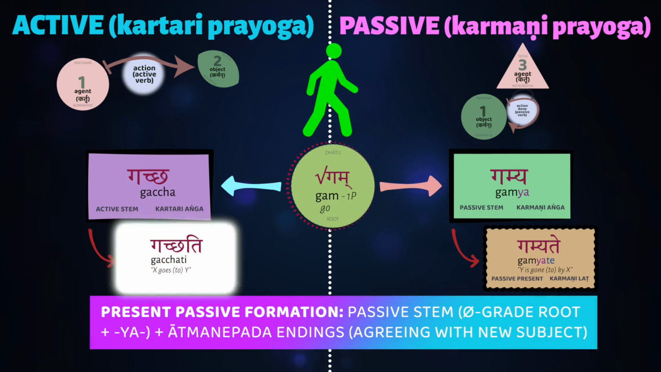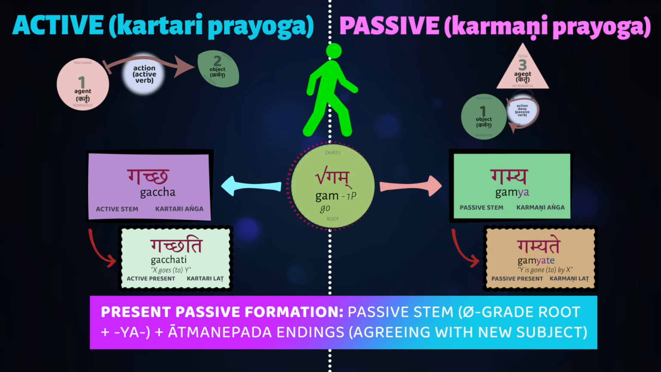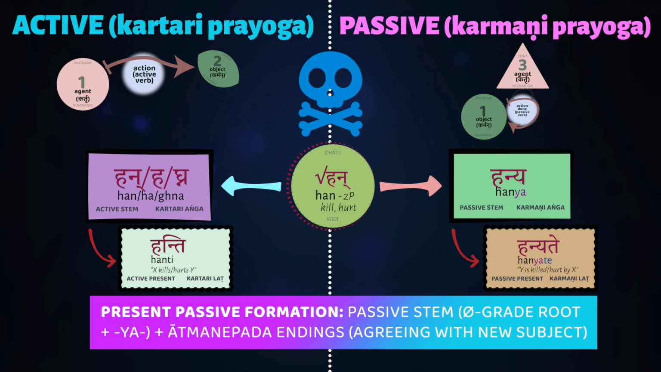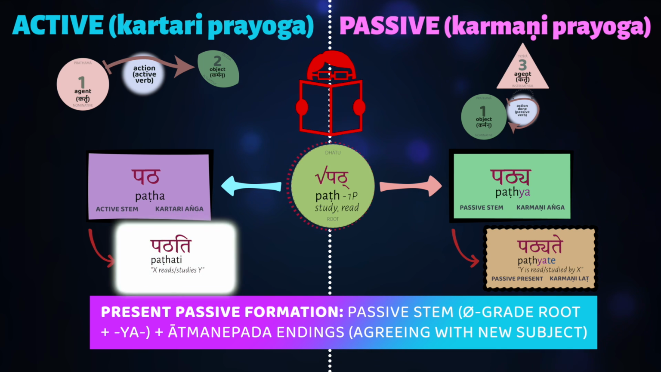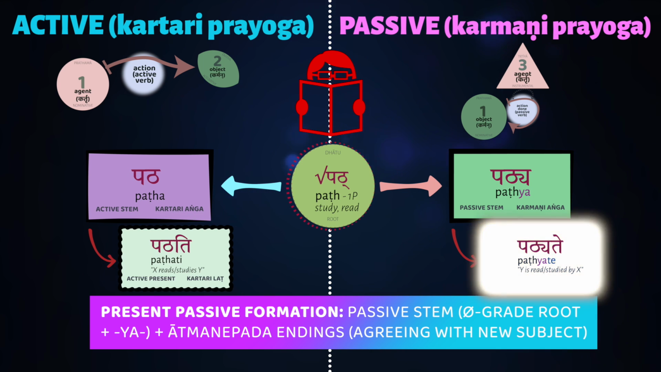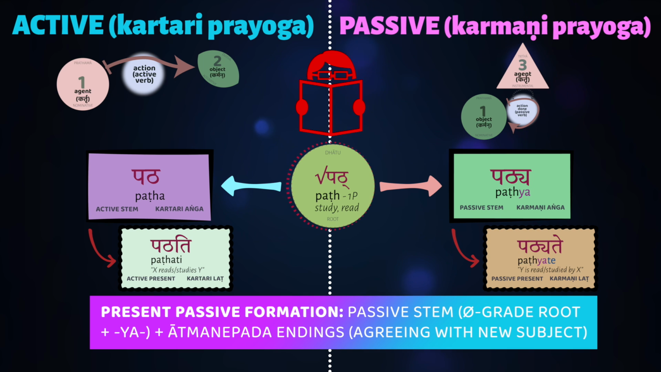So for most regular roots, it's going to go the same way, right? Go is gachati in the active present, meaning he, she, it goes. Gamyate in the passive, meaning it's gone to. Han, kill, gives you hanti as the active present. He, she, it kills. Hanyate in the passive, meaning he, she, or it is killed. Pat means read. Pathati in the active present becomes pathyate in the passive, meaning it's read.